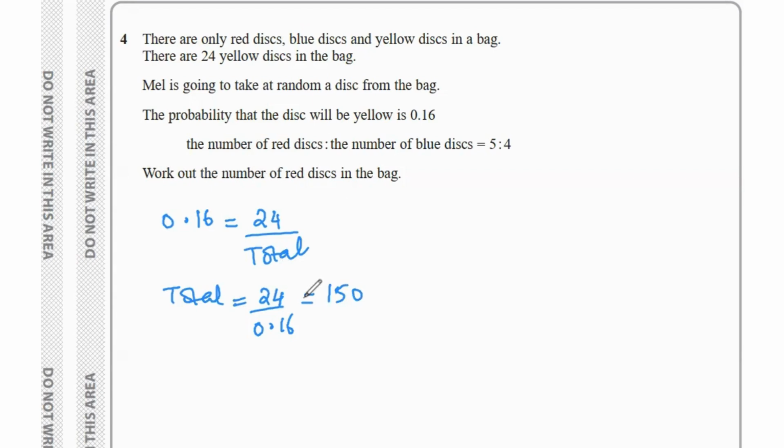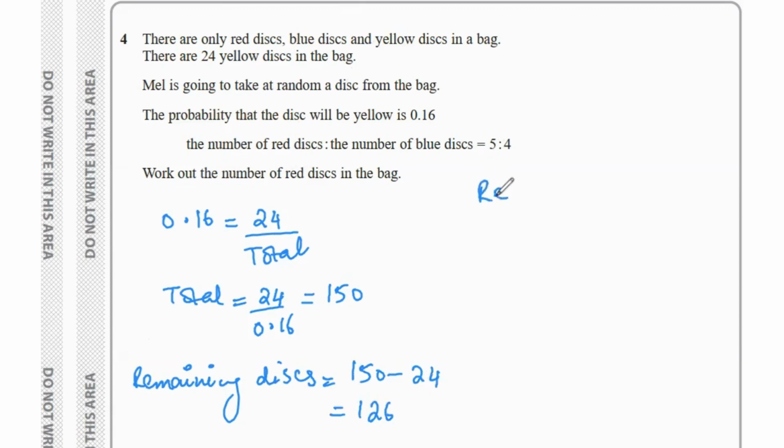So now to find the remaining number of discs, which is the red and blue. So remaining discs, we're going to do 150 minus 24, which is 126. Now these 126 discs include the red and blue discs. So since you have to find the number of red discs, red will be 5/9 of 126.